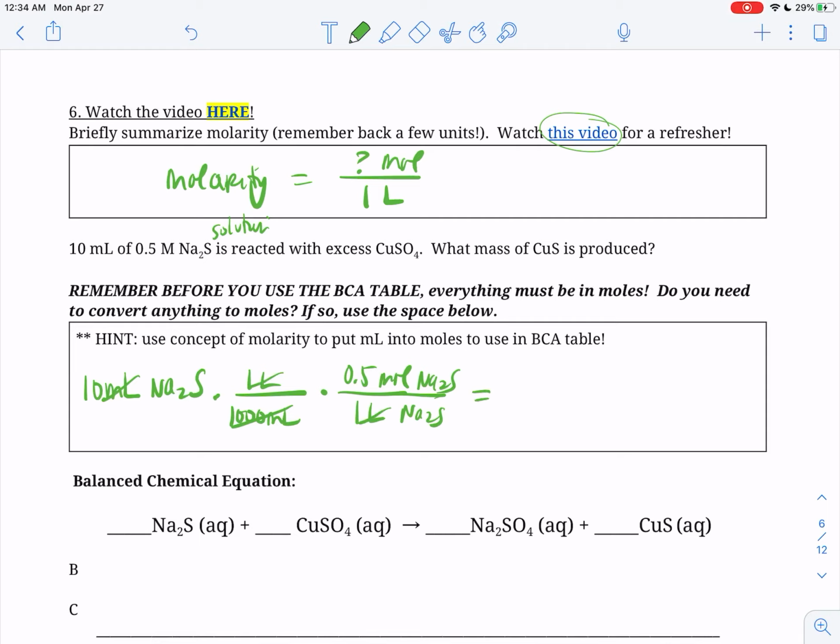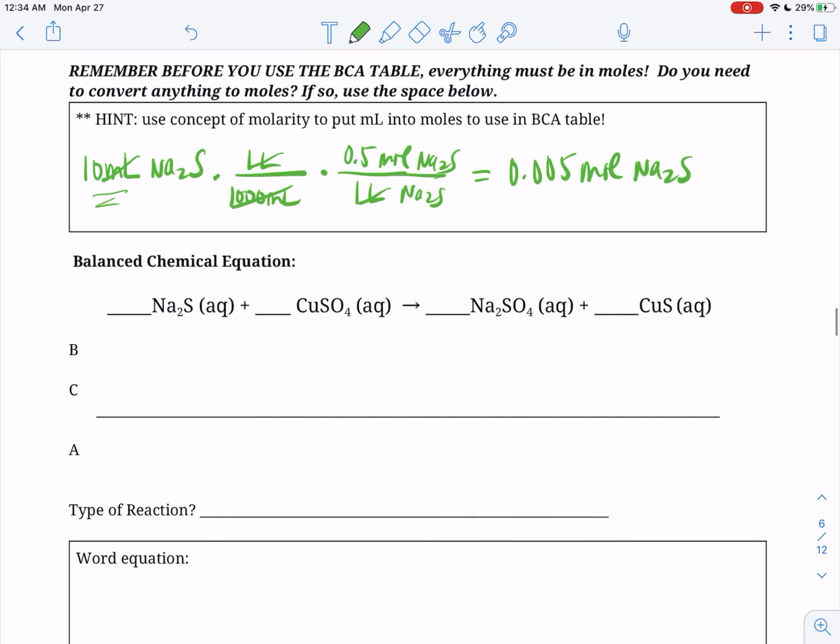When I find the moles for this BCA table, I'm going to do 10 divided by 1,000, 0.01 liters. You could have just put that first. And then times 0.5, so it's going to be 0.005 moles of Na2S. So this is a way that you can use molarity. If you're given the milliliters or the volume of a solution, you can use that to find the moles to stick into the BCA table.